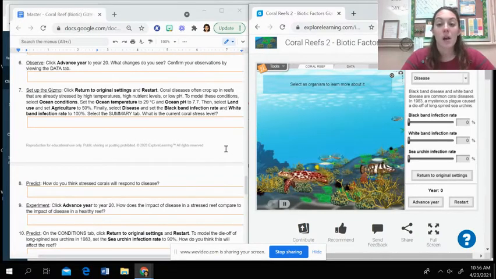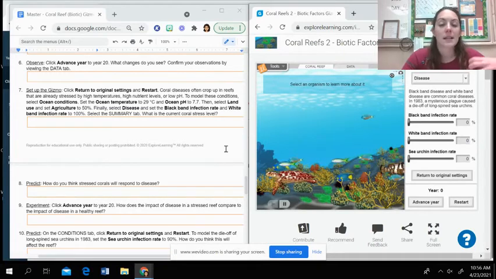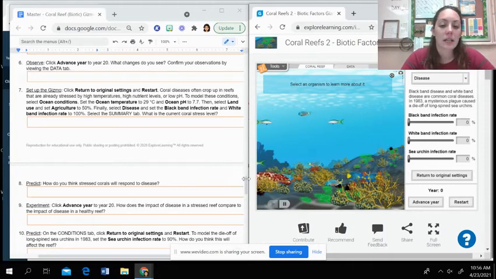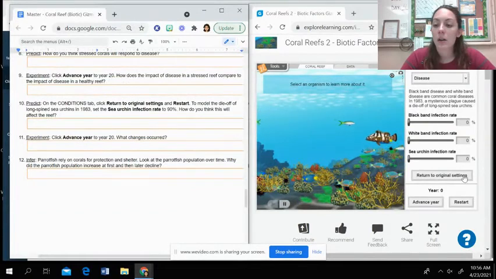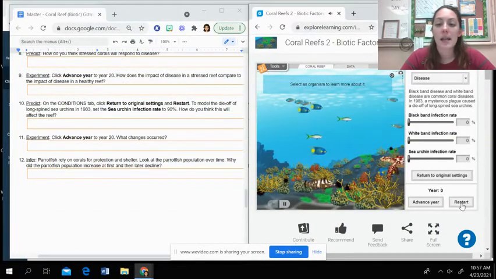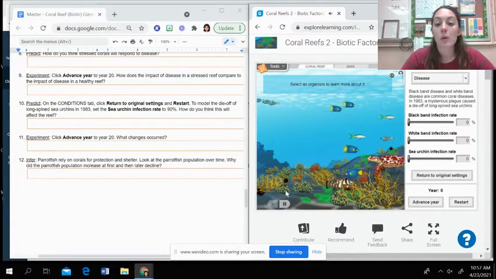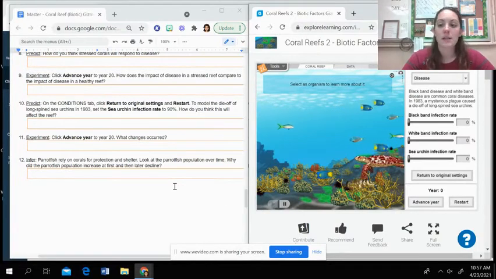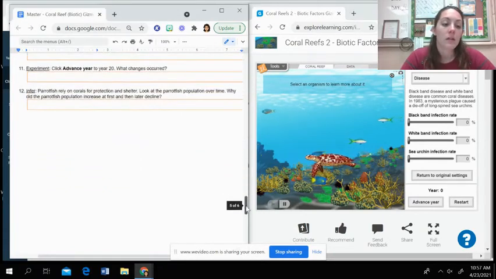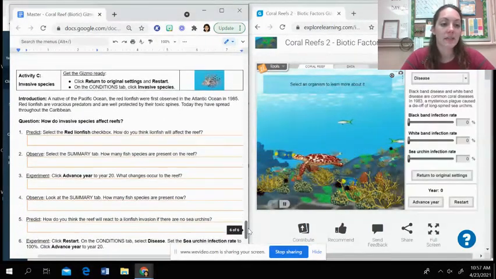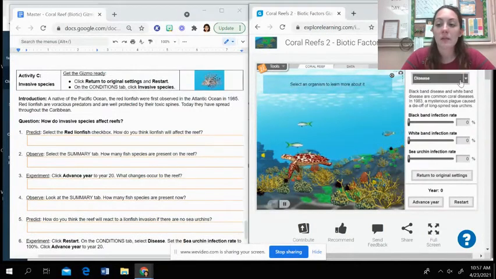So this is going to be a coral reef that's under a lot of stress. It's not balanced, there's disease, and other factors affecting it. So you're going to answer those questions based on what you see. Okay, then you're going to obviously return to original settings and restart. And then you're going to look at what happens when sea urchins are affected by disease and how that changes your coral reef ecosystem. Then the last activity is activity C, and we're going to be looking at invasive species.